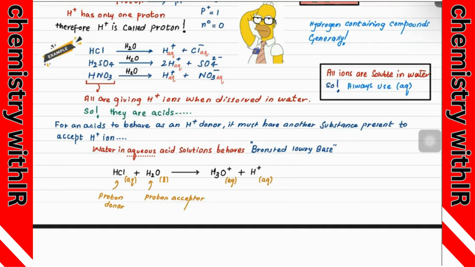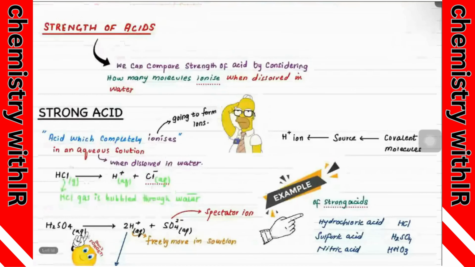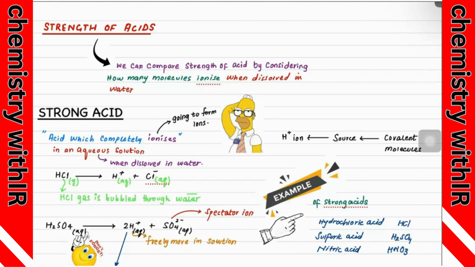H positive is present in all of the acids. Okay, this is the common one. So if the examiner asks you to identify the common cation which is present in all of the acids, you are supposed to write the ion is H positive.